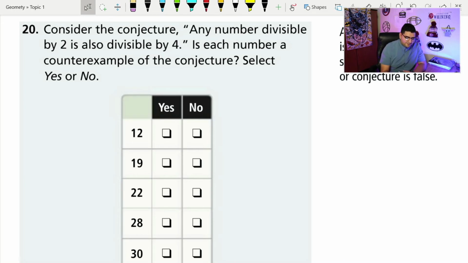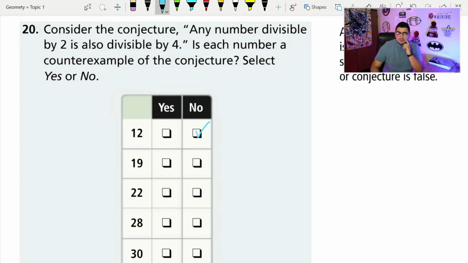We see 12. Is 12 divisible by 2? Yes, because 2 times 6 is 12. Now is 12 divisible by 4? 12 divided by 4 is 3, so it is in fact divisible. Therefore I cannot use this as a counterexample because it actually proves the statement to be true. So I would mark this no. This is not a counterexample.